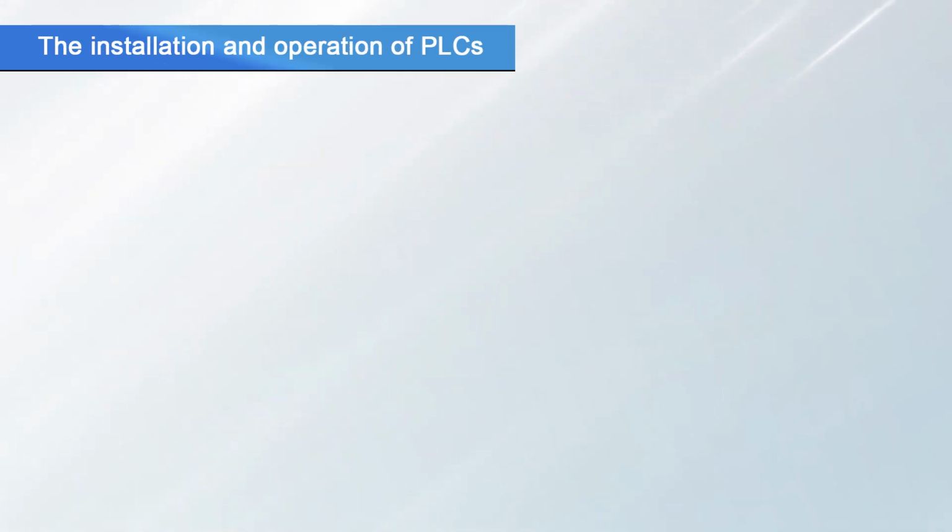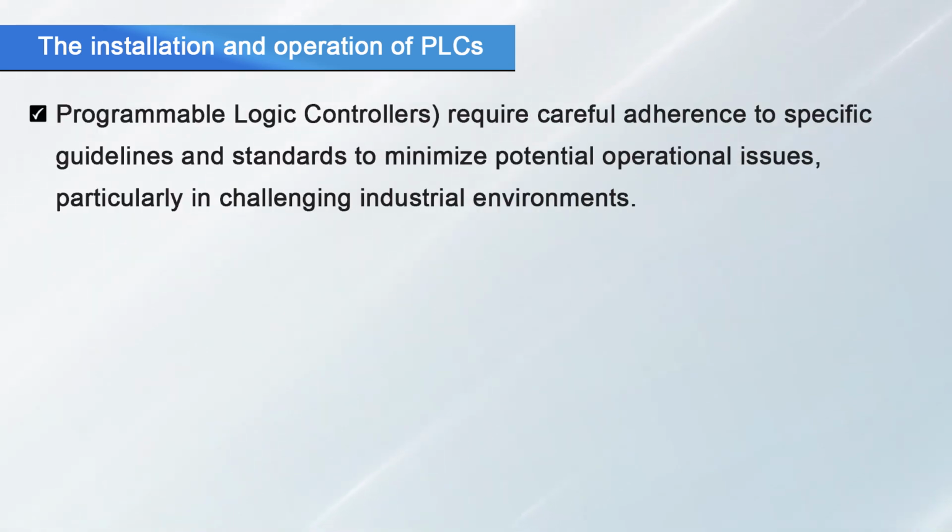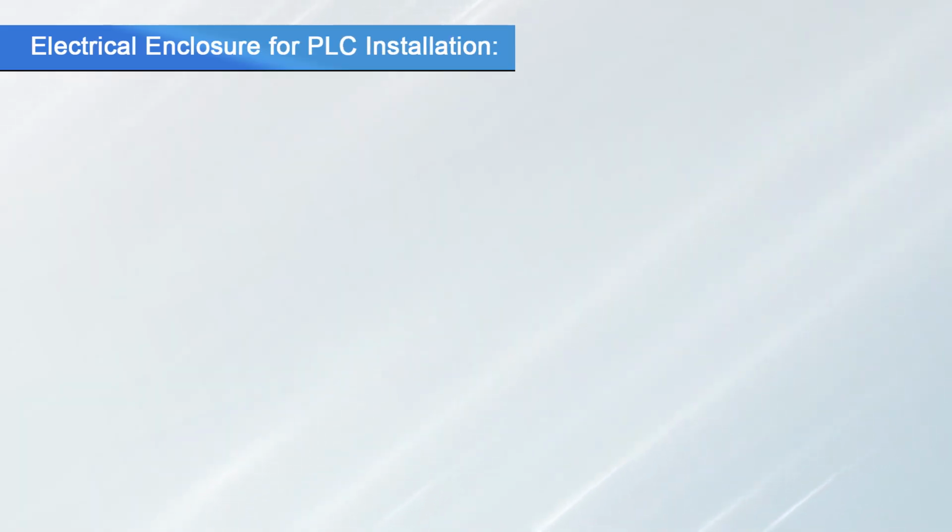Now the installation and operation of PLCs, the programmable logic controllers. Installation and operation of a PLC require very careful adherence to specific guidelines and standards to minimize potential operational issues, particularly in challenging industrial environments. The primary source of installation guidance should always be the PLC manufacturer's instructions, which provide tailored advice for each PLC module. Under this, let's talk about the electrical enclosure for PLC installation.